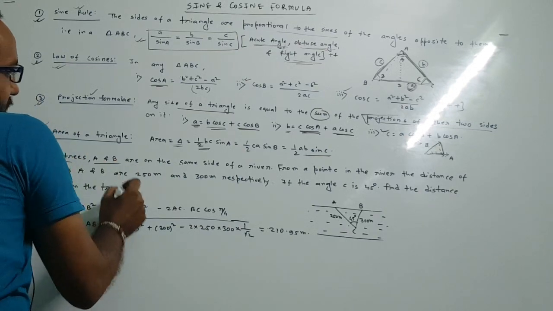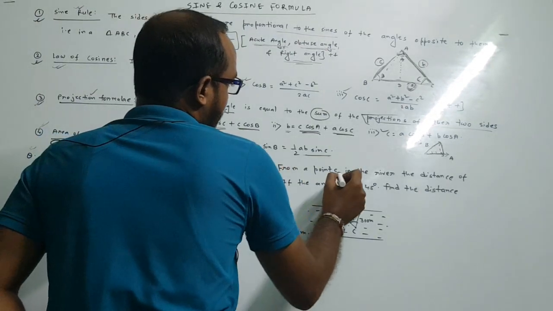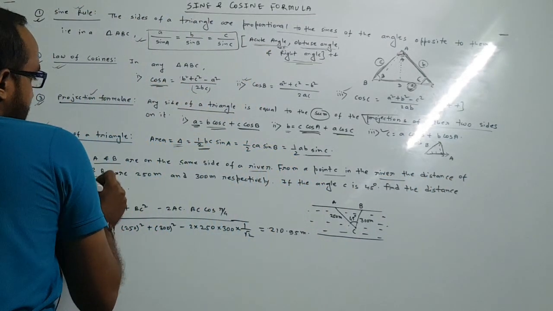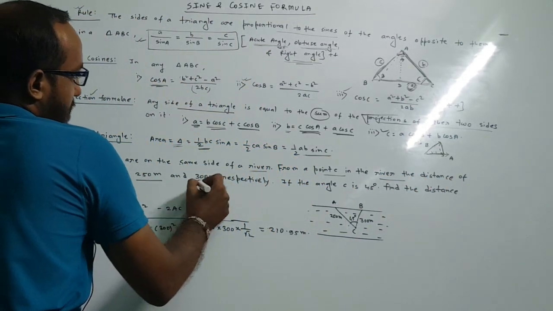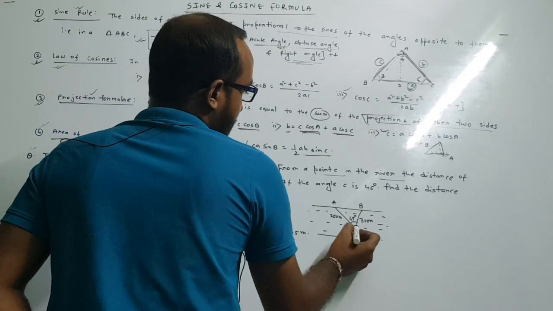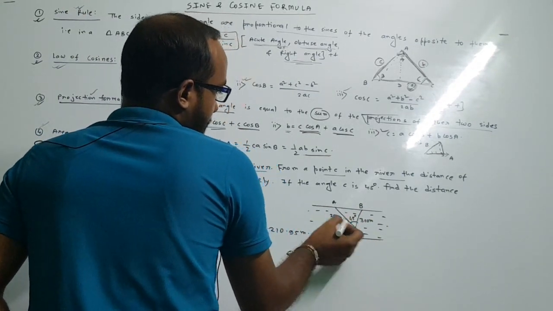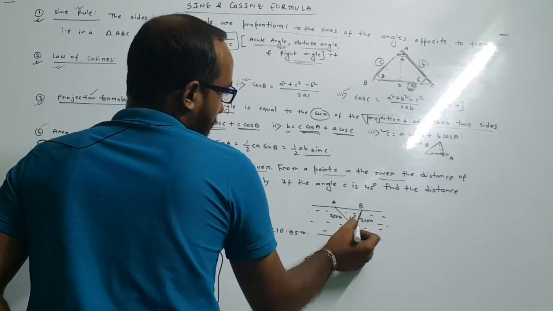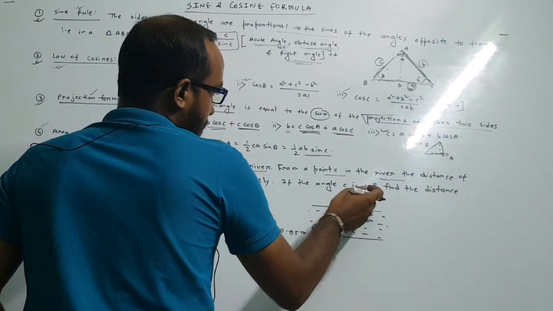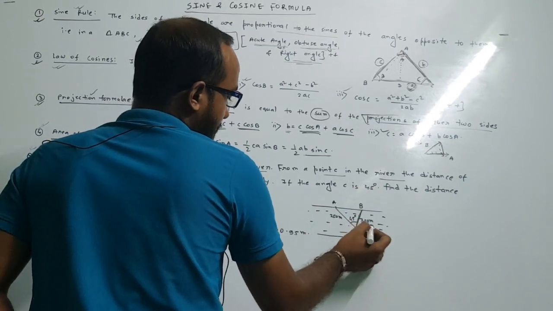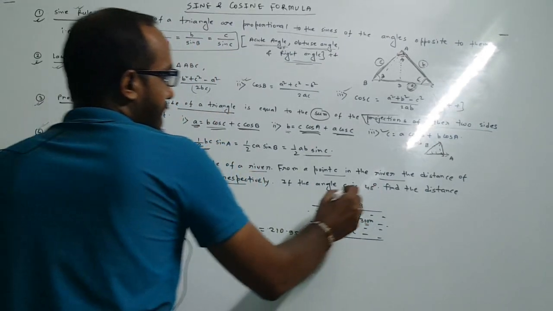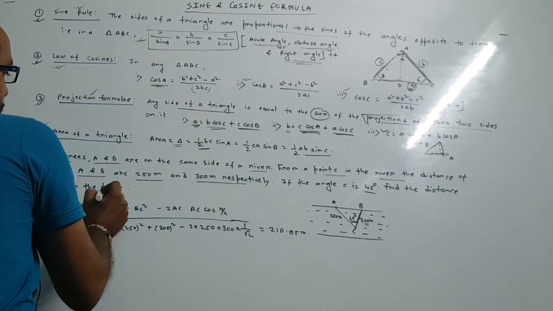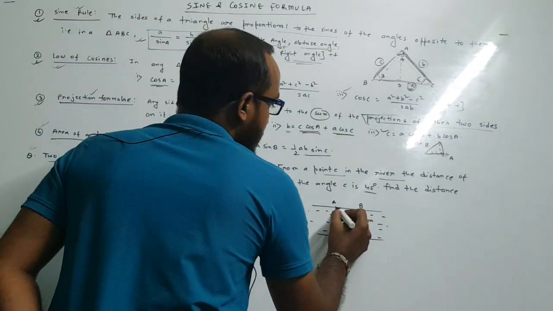Two trees A and B are on the same side of the river. From a point C in the river, the distance of the trees A and B are 250 meter and 300 meter. Let us say this is the river, and from point C, the distance to tree A is 250 meter, and distance from C to tree B is 300 meter. It is given that their angle is 45 degree. Find the distance between the trees.